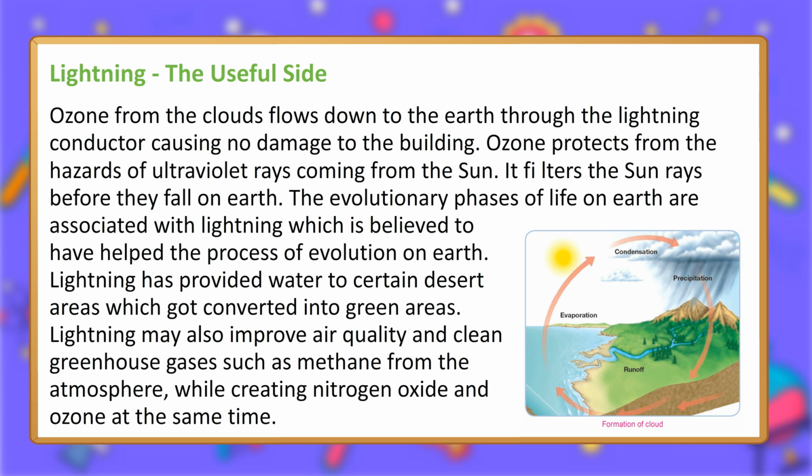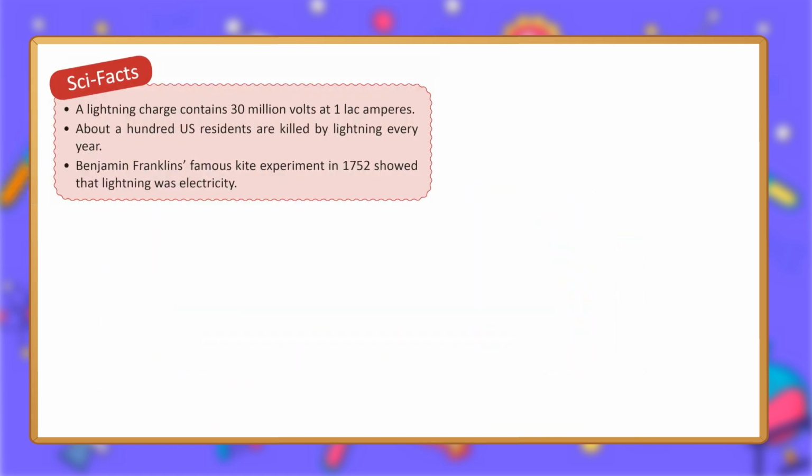Lightning may also improve air quality and clean greenhouse gases such as methane from the atmosphere, while creating nitrogen oxide and ozone at the same time. Sci facts. A lightning charge contains 30 million volts at 1 lakh amperes. About 100 US residents are killed by lightning every year. Benjamin Franklin's famous kite experiment in 1752 showed that lightning was electricity.